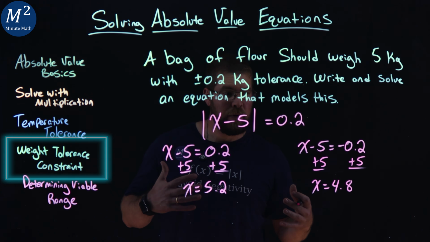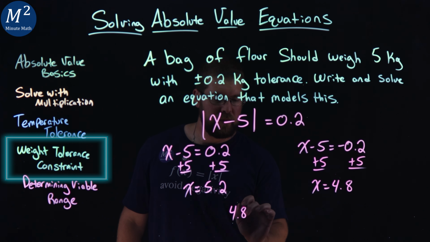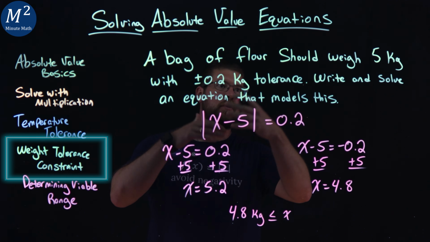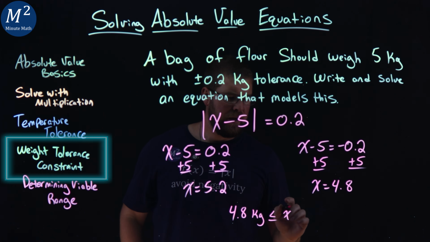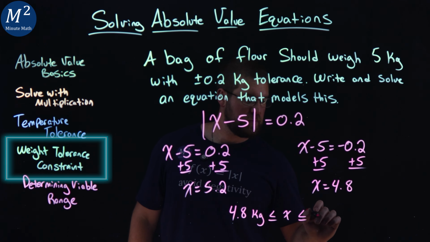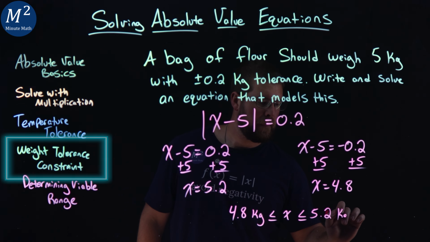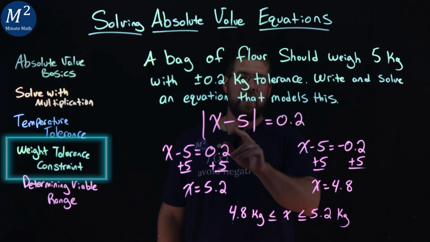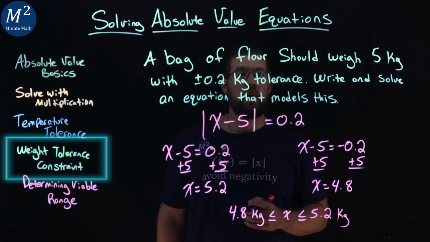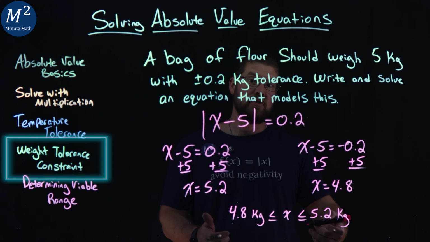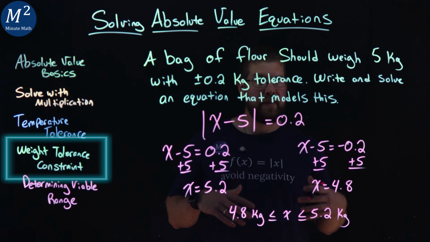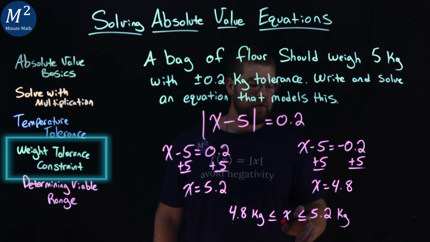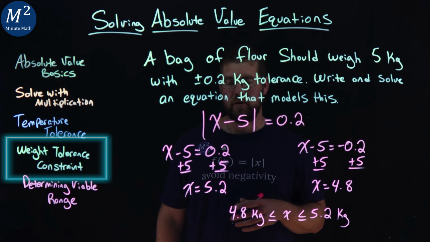And so we can set up our range. Our lower range is 4.8, that's going to be kilograms, is less than or equal to x, the value that the flour can weigh, is less than or equal to the upper range, which is 5.2 kilograms. And so we had an equation that models our scenario here. We got absolute value of x minus 5 is equal to 0.2. And we have solved this. We found all the values that x can be that are within this range. And that's 4.8 kilograms is less than or equal to x, which is less than or equal to 5.2 kilograms.